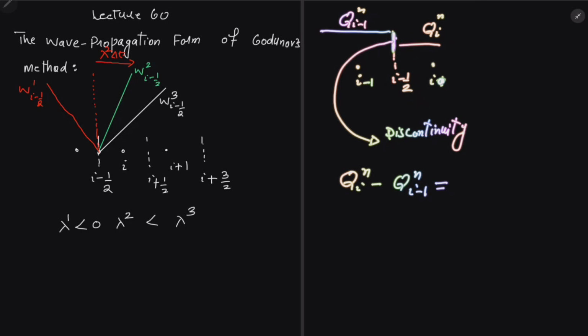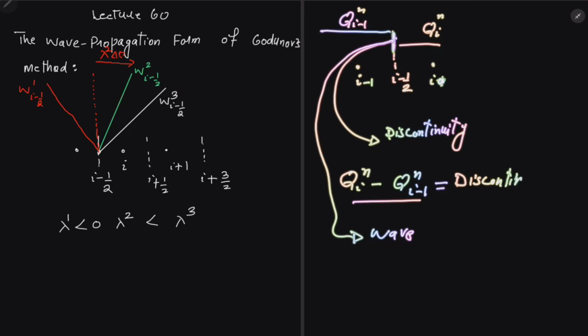Actually, what your wave is, is a discontinuity. This is your discontinuity, which is also a wave. This discontinuous wave is traveling. So we can identify the discontinuity. Remember that the discontinuity can be identified by taking a difference of these two values.